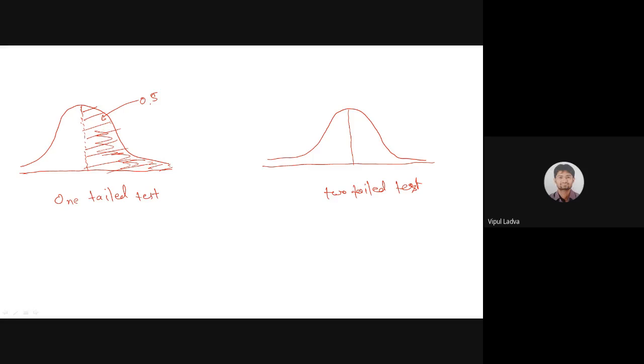As we all know, the area of the entire normal curve is always one. So the area on this side will be 0.5 and the area on the other side will be 0.5. And suppose we are setting a level of significance.